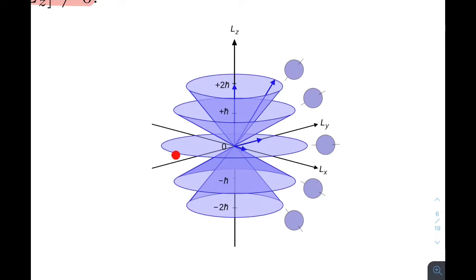Over here, we see the Z component is 0, and the uncertainty in Lx and Ly is written in the form of a circle. And similarly over here the Z component is minus ħ, and here the Z component is minus 2ħ.